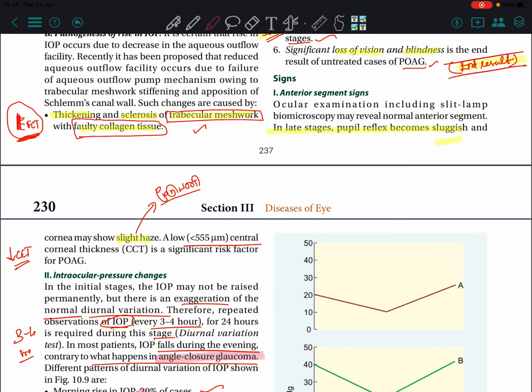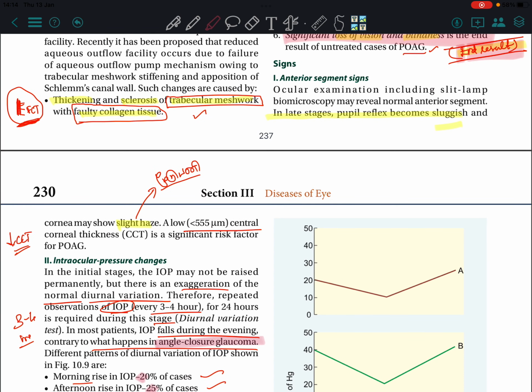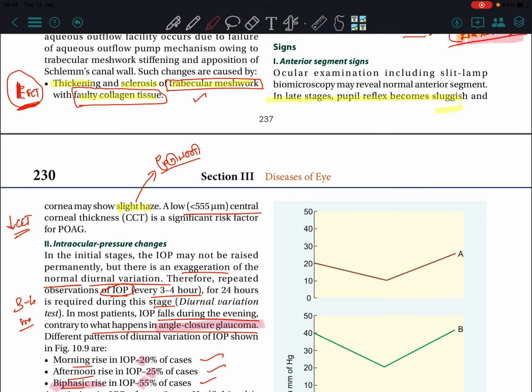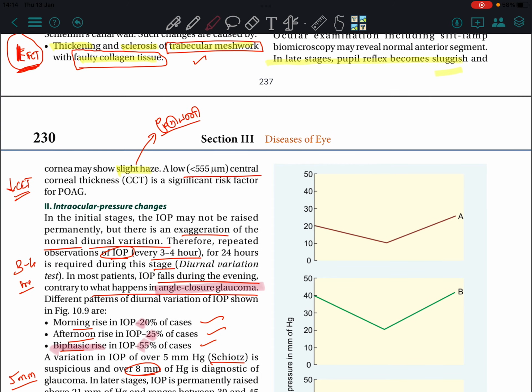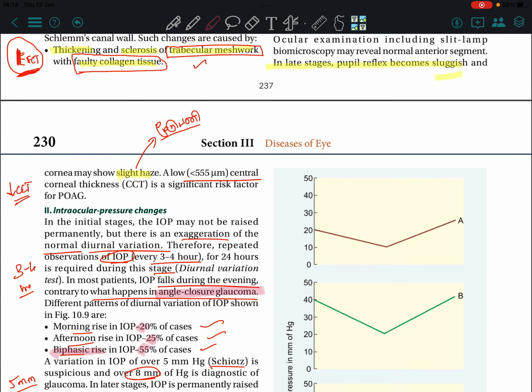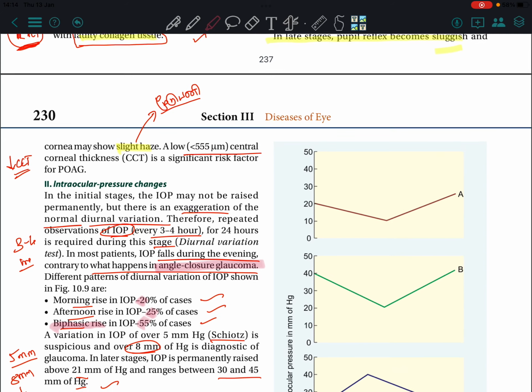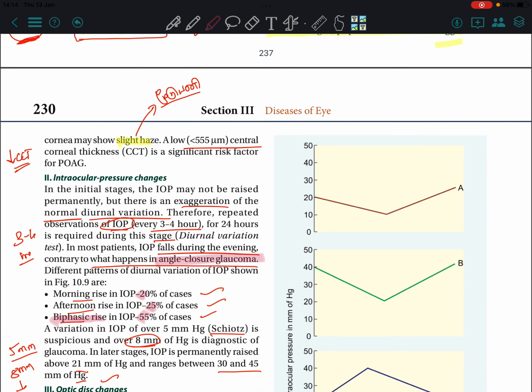Signs: anterior segment signs. Ocular examination done using a slit lamp biomicroscope may reveal a normal anterior segment. In late stages, pupil reflex becomes sluggish, and the cornea may show slight haze. Low central corneal thickness is a significant risk factor.